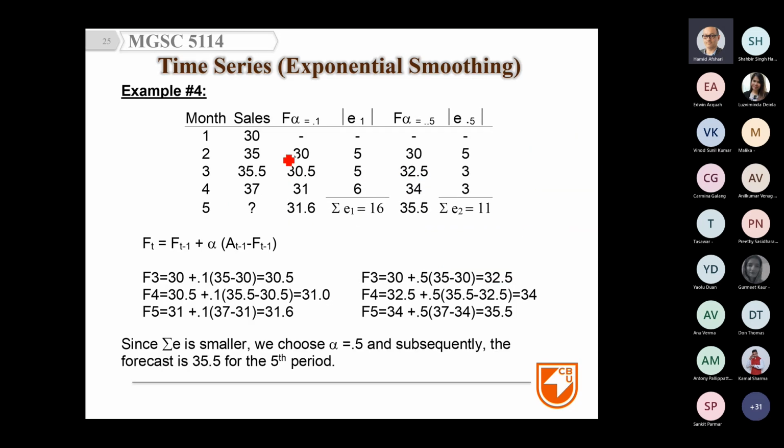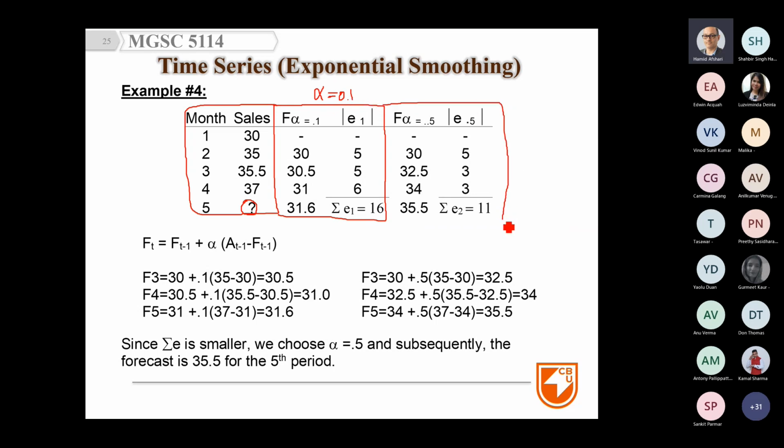Okay. So in this case, as you can see, this is the actual demand that is given to me. I don't know the actual demand for the fifth period. That's why I put a question mark here. Then I have two more sections. The next two columns are calculating for alpha equal to 0.1, and the next two columns are calculating the forecast for alpha equal to 0.5.